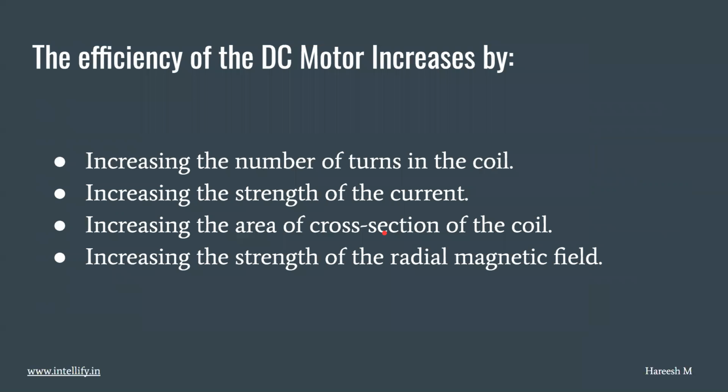The next point is how to increase the efficiency of this DC motor. You can increase the efficiency of a DC motor, first of all, by increasing the number of turns in the coil. As we learned, if the number of turns in the coil is increased, then the total force will also increase. Next, we can increase the strength of the current. The higher the strength of current, the greater the magnetic field. Then we can increase the area of cross section of the coil. Next, we can also increase the strength of the radial magnetic field. If you follow these 4 points, you can increase the efficiency of the DC motor.